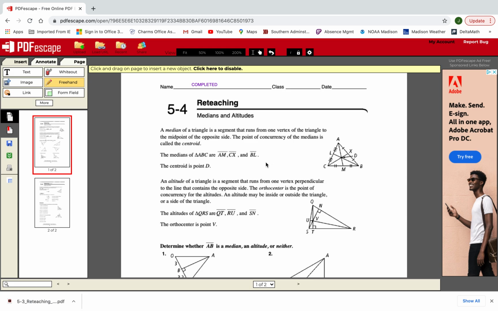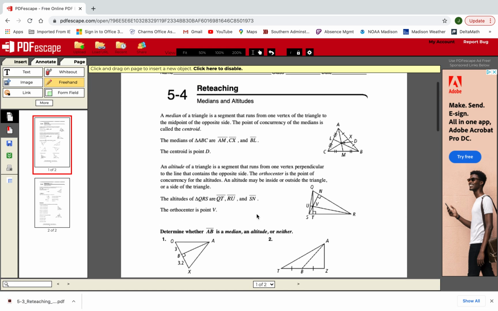So the medians of triangle ABC are AM, which goes from vertex A to the midpoint of CB, CX, which goes from vertex C to X, which is the midpoint of AB, and BL, which goes from vertex B to L, the midpoint of AC. The centroid is the point where all of those meet, which in here is point D. Okay, so just an intro to what is a median, what is a centroid.